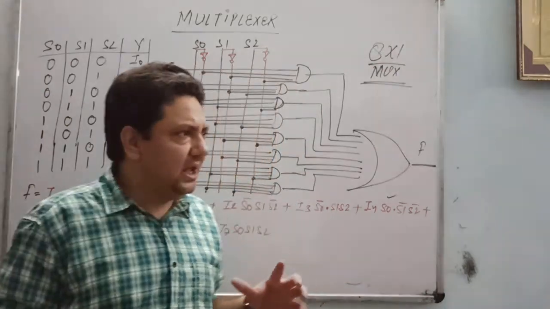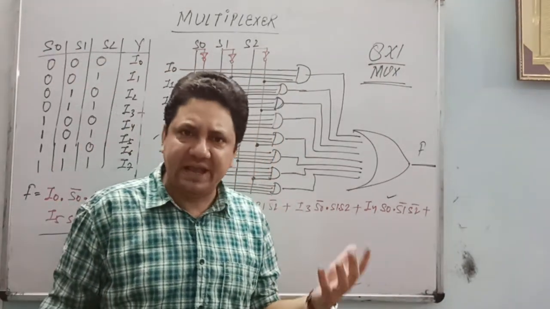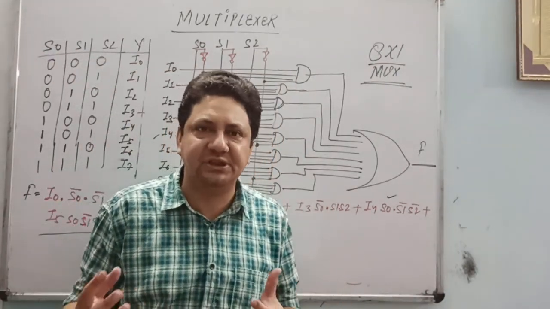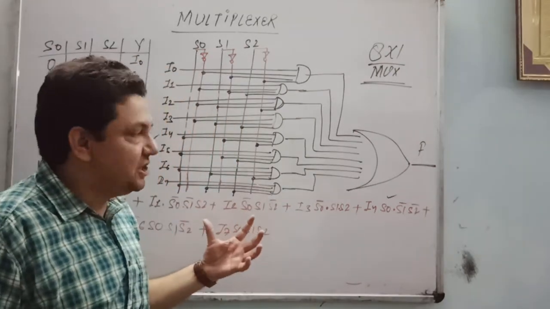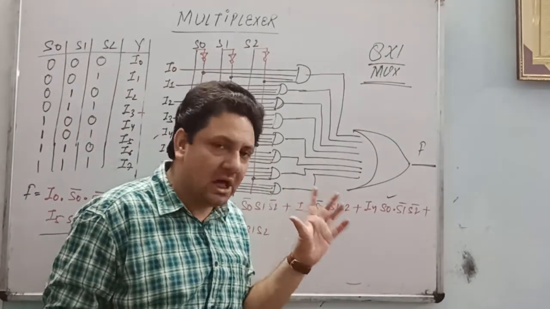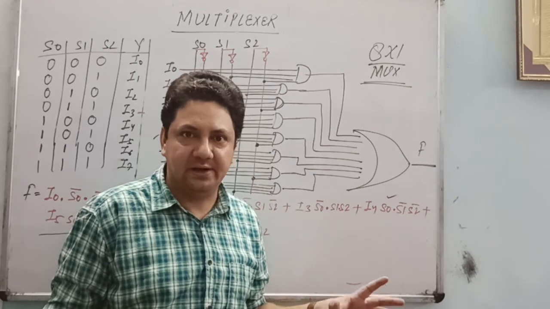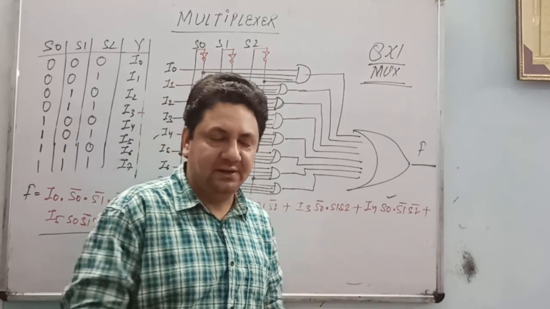Okay. Basically, in the last two lectures, we started the application of logic gates discussion. So in the application of logic gates, this is the last circuit, the multiplexer. Understand? Okay. Thank you.